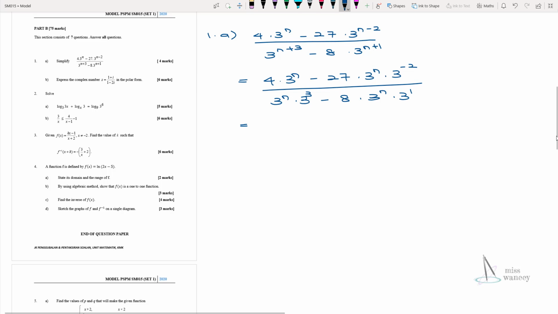Okay, so now I'm gonna factorize 3 to the power of n because everywhere I have 3 to the power of n. Okay, so let me factorize 3 to the power of n because I have 3 to the power of n for each of them. So I'm gonna factorize 3 to the power of n.